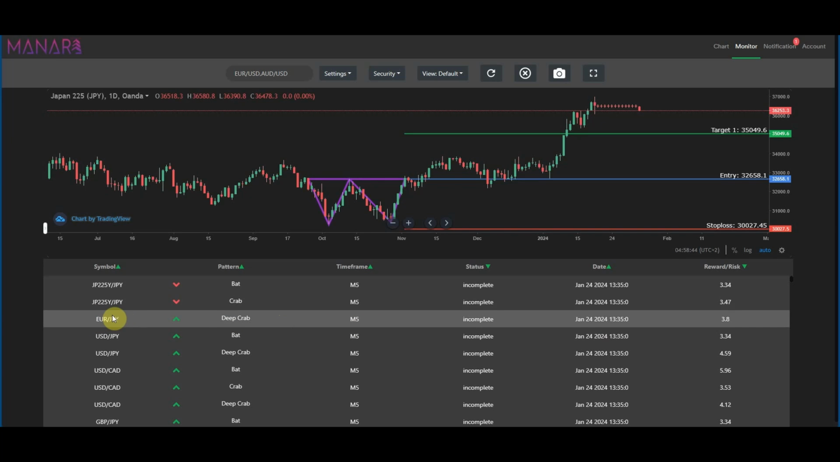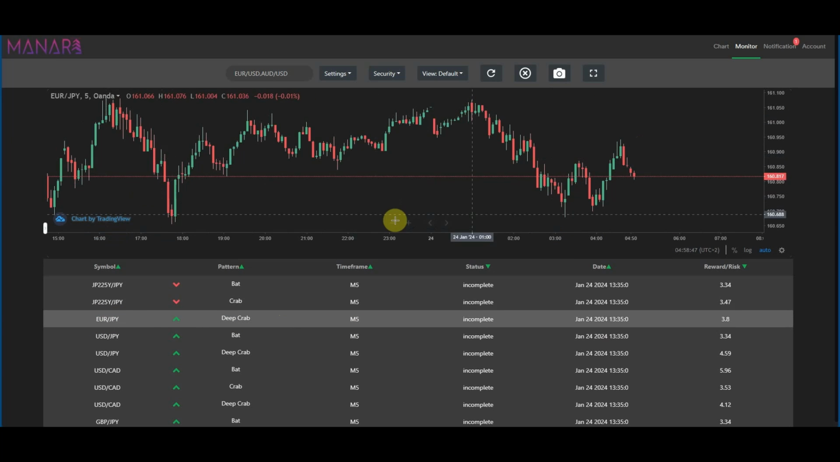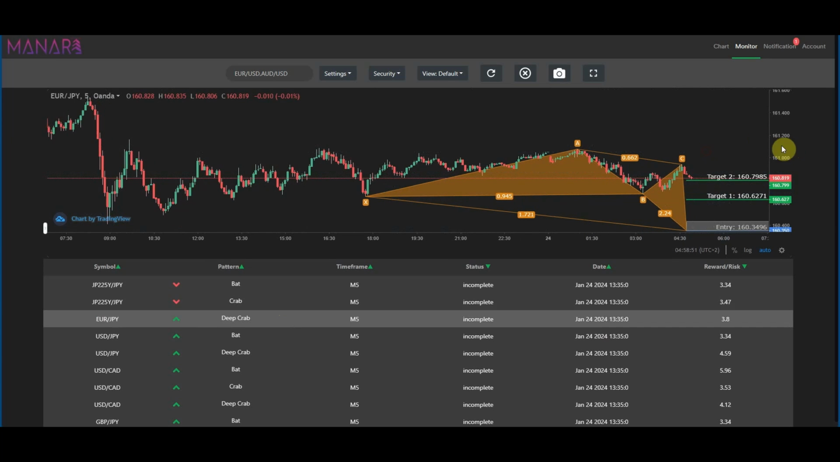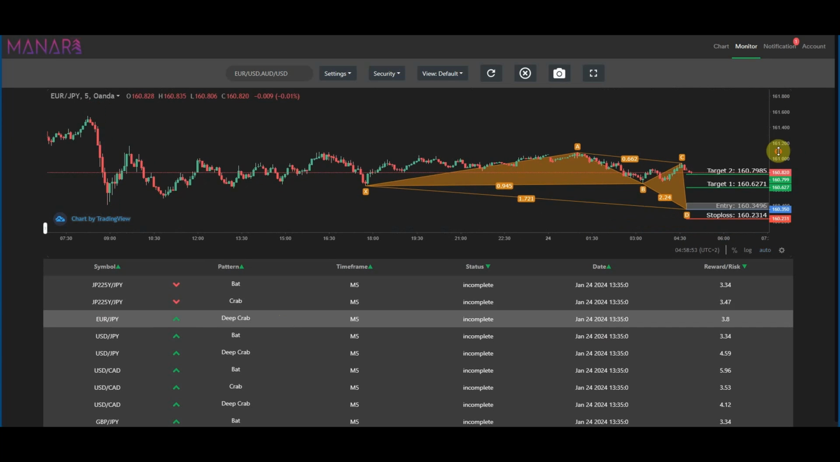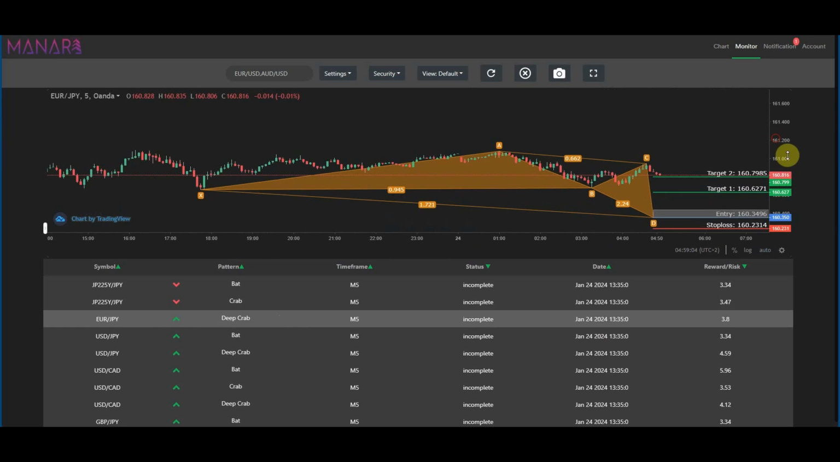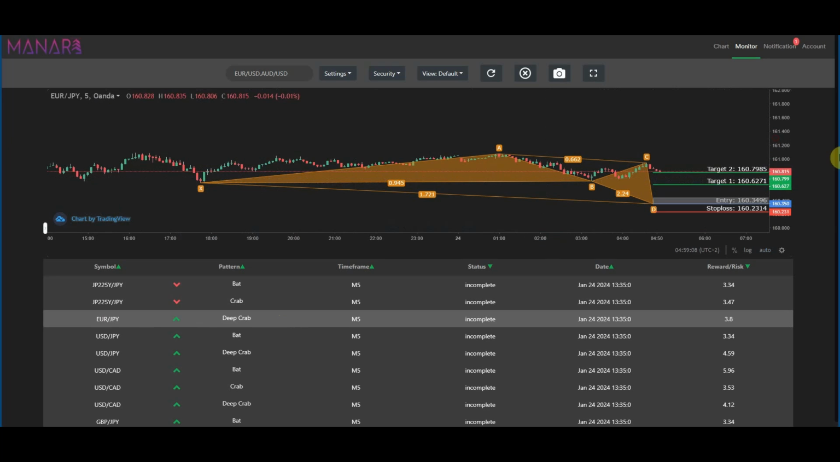Now I'm going to click it, and you'll see this change up here. It's going to paint the pattern, so I know kind of what I'm looking for. I can drag the price up and down to move it. I can drag the date and time side to side. And basically what's happening here, you can see it's called a deep crab.